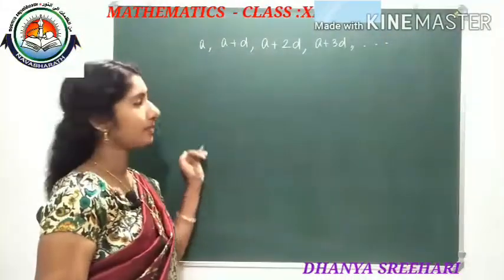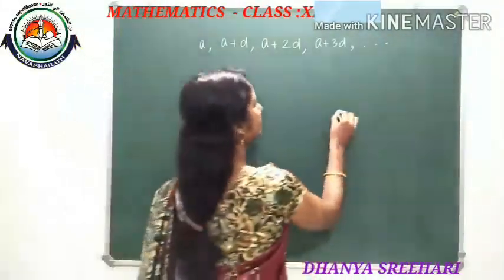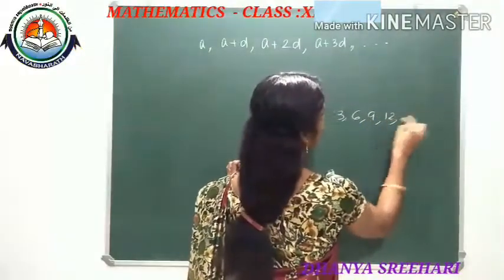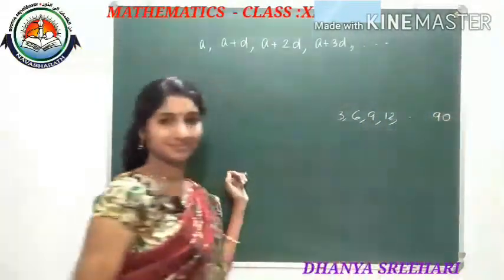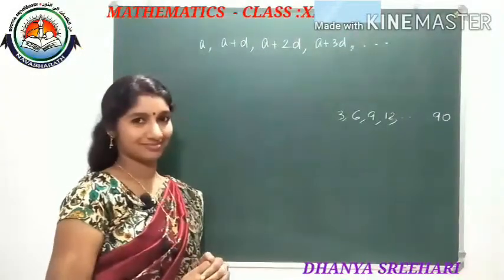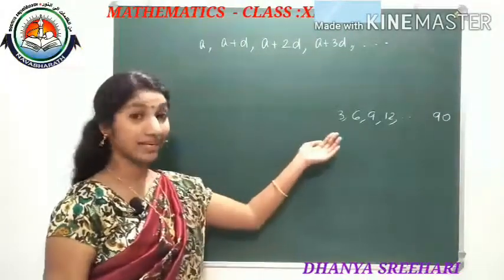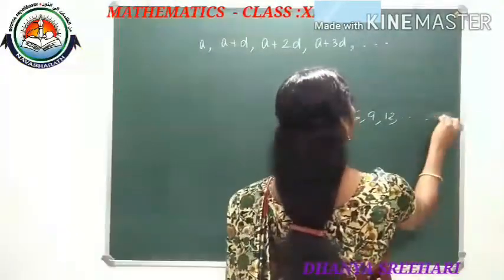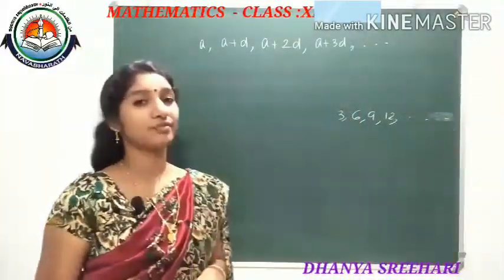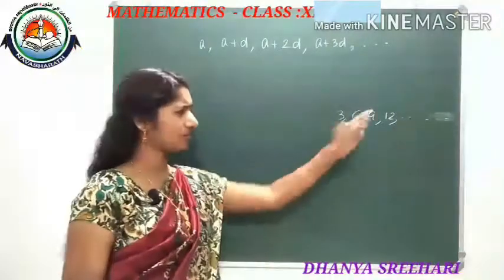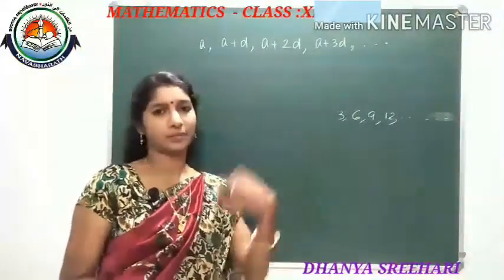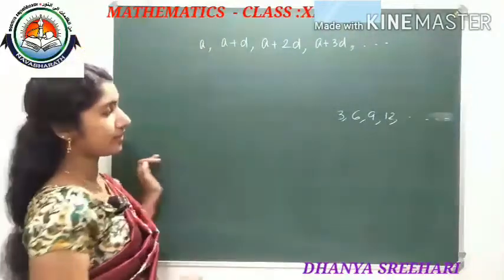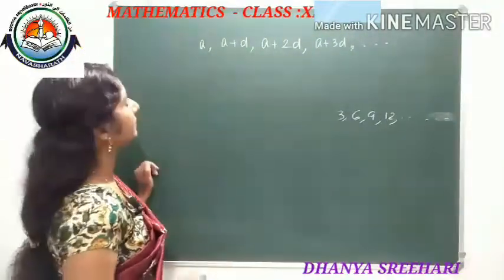And some APs will end. Example 3, 6, 9, 12, etc., up to 90. That AP finished, so we will call it a finite AP. Suppose it's not ending, it's going continuously, etc. We will call it an infinite AP. This is according to the number of elements in the AP.